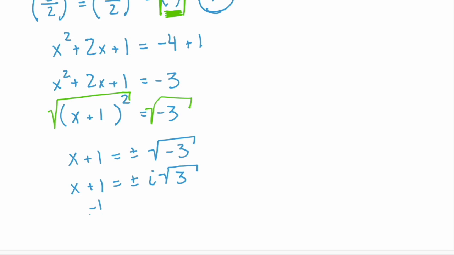Now we can subtract the 1 from each side, and we get our final answer, which is x equals -1, right? We want the real number component first, plus or minus i square root of 3. Remember, it should always look like a plus bi.